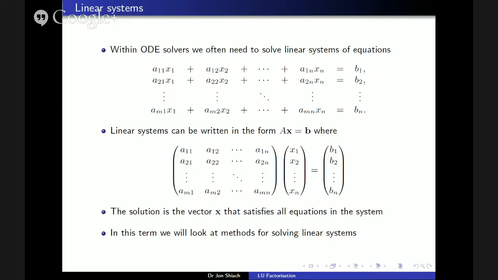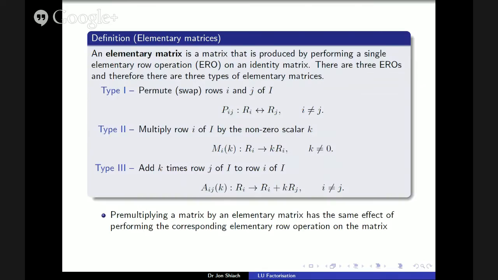So in this term, we're going to be looking at 2 different classes of solution methods. One called a direct method, which we're going to start off this week and in a couple of weeks, and the other is called indirect methods. The first direct method, well, you already know one direct method, Gaussian elimination. That is an example of a direct method. So we're going to be looking at LU factorization. Now, LU factorization uses elementary matrices.